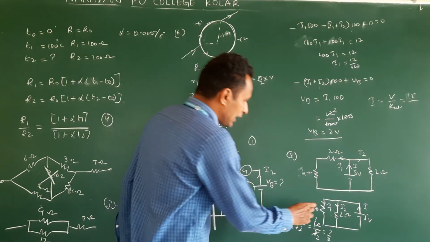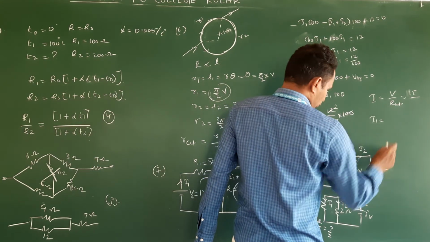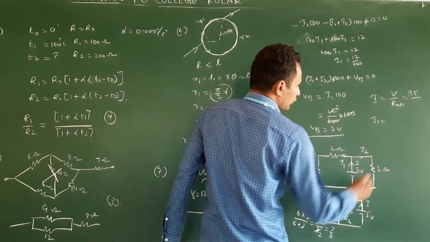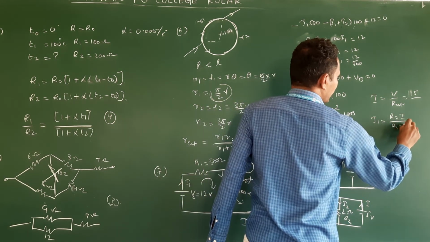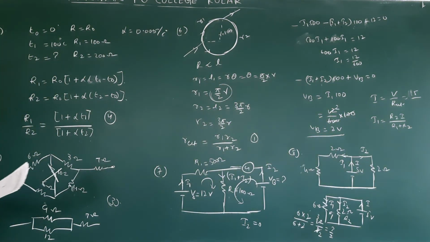Then they are asking I1. What is the equation for I1? I1 is equal to, this one, you take it, this is R2, this is R1. So R2 I by R1 plus R2. You will get the answer. So that is 5 by 6 ampere.